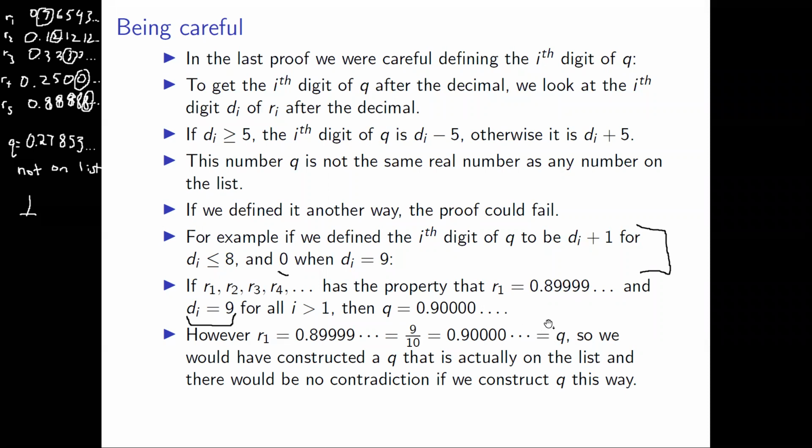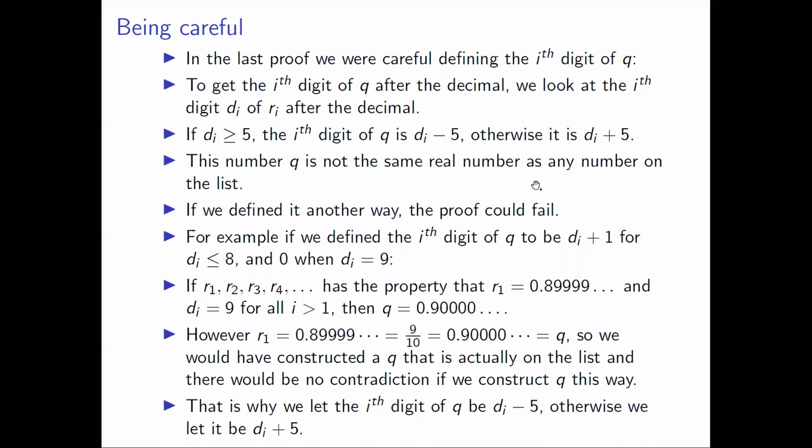So using this construction for Q would not actually work for the proof, even though the idea seems mostly right, but there are some cases where the proof gets messed up. So with this proof, you have to be especially careful. That's why we defined the ith digit of Q the way that we did. There are multiple ways to define it which work out, but like I said, you have to be careful or else you will end up with a problem like the one that we see in these two bullets.